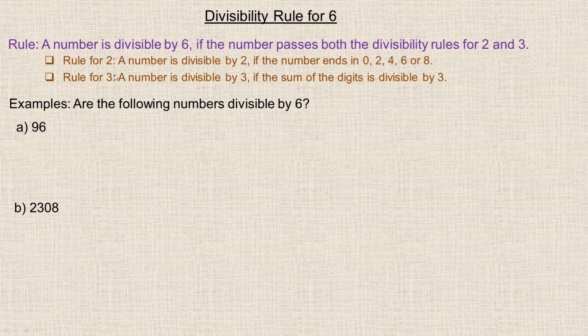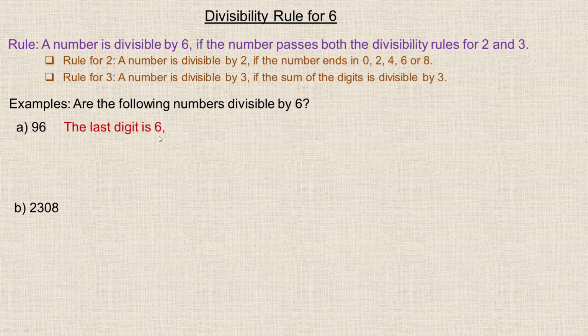So that's the idea. And I've repeated the rules for 2 and 3 here. So for 2, remember, if the number ends in 0, 2, 4, 6, or 8, any of the even digits, then it's divisible by 2. For 3, if the sum of the digits is divisible by 3, then it's divisible by 3. So, examples: are the following numbers divisible by 6? We're going to take a look at 2 examples here and 2 on the next page.